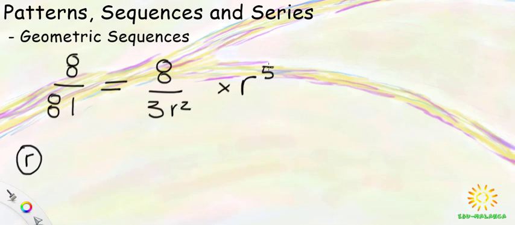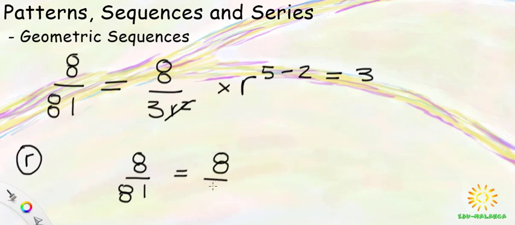We'll start by simplifying on this side. We're going to say that the multiplication by R to the power of 5 is going to get rid of the division over here, and we're going to have 5 minus 2, and then we're going to have R to the power of 3. So let's rewrite this expression then. We're going to have 8 over 81 is equal to 8 over 3 times R to the power of 3.